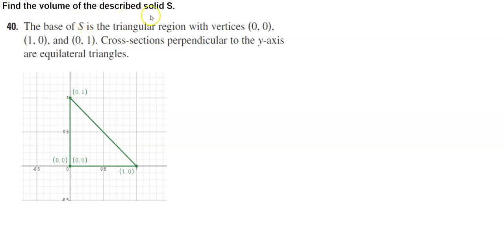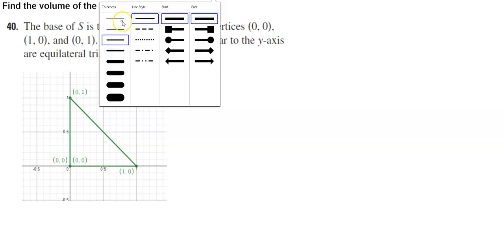Find the volume of the described solid S. The base of S is the triangular region with the vertices (0, 0), (1, 0), and (0, 1), which forms this region. Now the cross sections perpendicular to the y-axis are equilateral triangles.